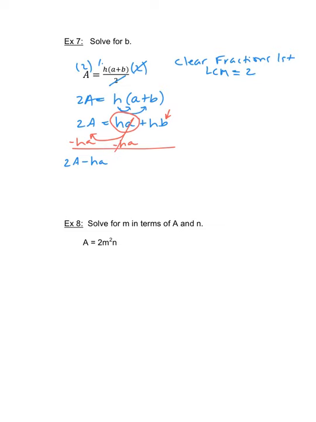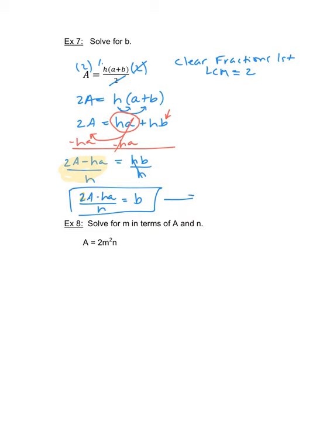Now notice one is uppercase, one is lowercase. They have to stay like that because they're like different variables. They're like x and y. Equals, and on the right side I now just have HB. And I'm going to divide to isolate the b. Divide by h, divide by h, b equals, and I'm going to copy this whole fraction as my answer. This whole thing is just my answer. So 2a minus HA all over H.